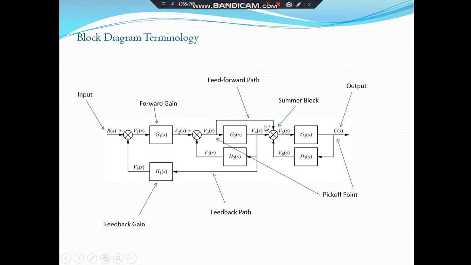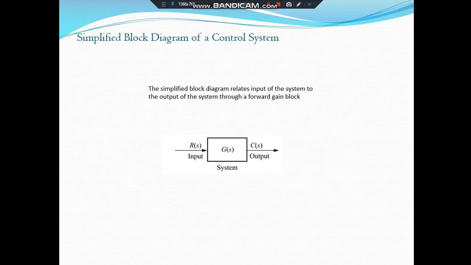And this feedback path, as you are already familiar, is coming from the output of any subsystem or system, and it is fed back to the input to check whether the output is the desired output or not. So this is the feedback path, and H of S is always used for the feedback gain. You should be familiar with these terminologies before starting the block diagram reduction technique.